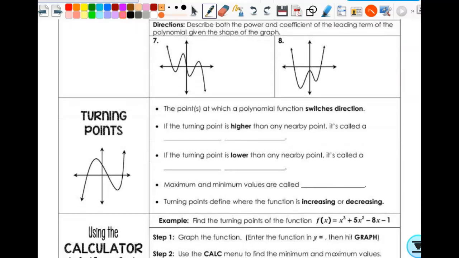So this says describe both the power and the coefficient of the leading term. We can't get the equation out of this yet because we don't know how to do that yet. But you could tell me on number 7, is the leading term going to be in an even or odd power? Odd. So this is going to have an odd power, positive or negative coefficient? Negative. Good. This is a negative coefficient, because if it's odd, it models the cubic, and it's opposite of the cubic. Right?